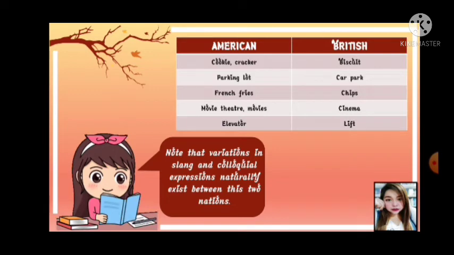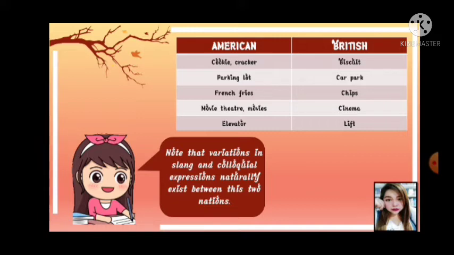For example, we have here American and British English. Sometimes there are words that are not the same, or they call it with a different name. For example, cookie and cracker for American, but in British they call it biscuit. In American they call it parking lot, but in British they call it car park. French fries, but in British language they call it chips.